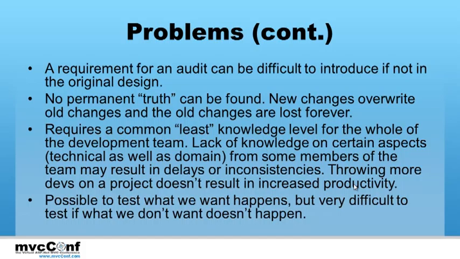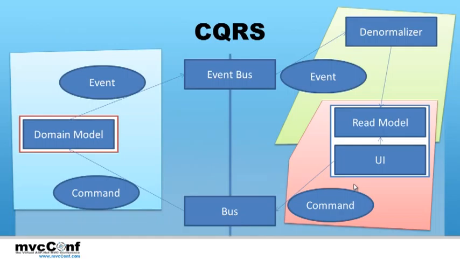While throwing more devs on a project would not necessarily increase productivity, on a CQRS-based project it might very well do so. If we go back to our CQRS diagram, you can see that we have three colored shapes. The one on the left is the domain model, and the domain developers, all they need to know is what commands are coming in and what events are going out. Once that's been established, they're free to implement the domain model in whichever way they see fit.